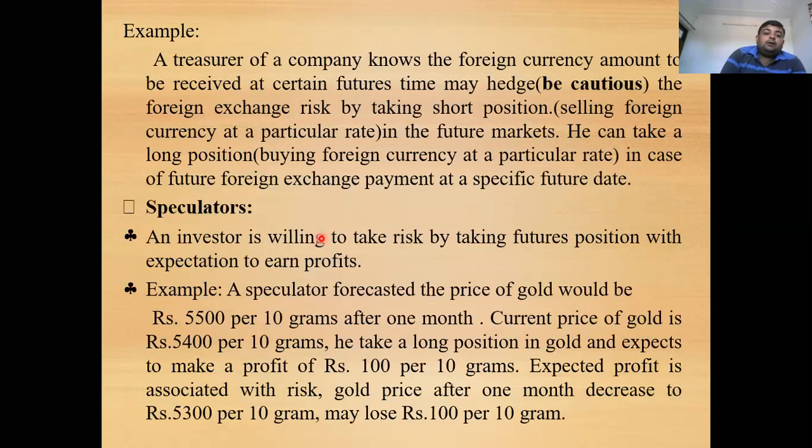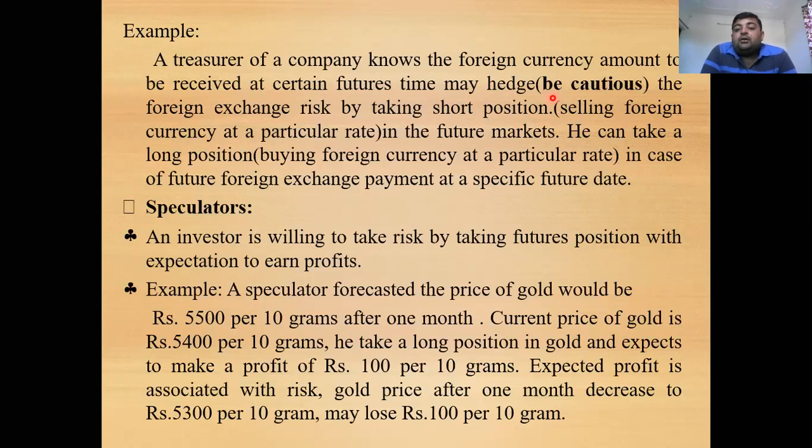Next, the example. This will be explained with the help of an example, of how hedging is done. A treasurer, a person who has control over the financial data of the company, knows that foreign currency amount to be received at a certain future time may be hedged. So be cautious, because the rate of currency never becomes stable. The rate of currency always fluctuates. Now the person knows that the rate of currency will fluctuate. So what does he do? He hedges the foreign exchange risk by taking a short position. Short position means selling the foreign currency at a particular rate.